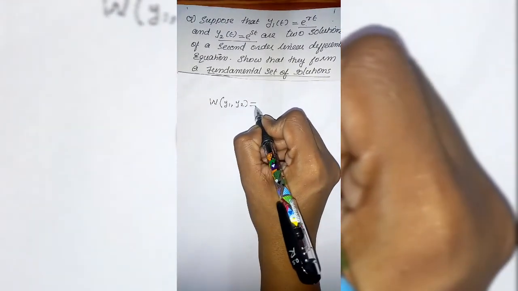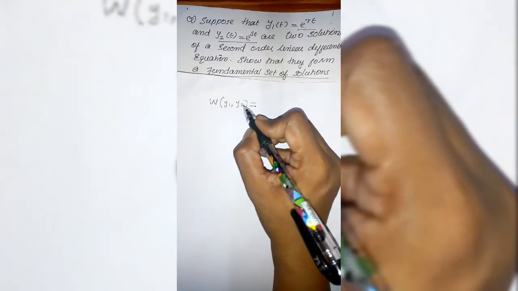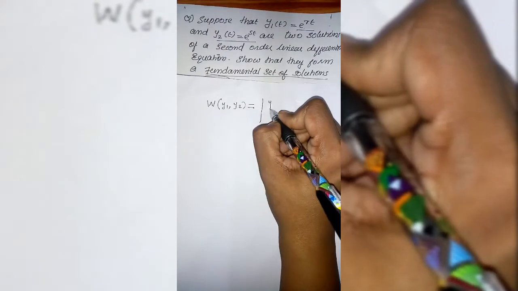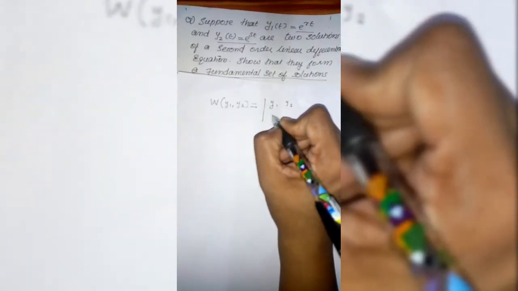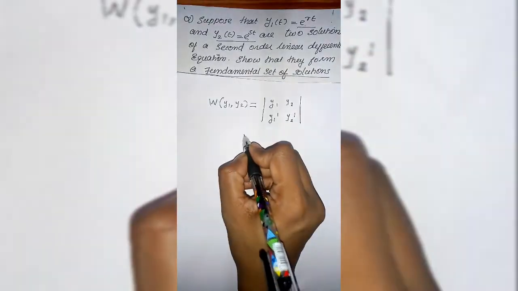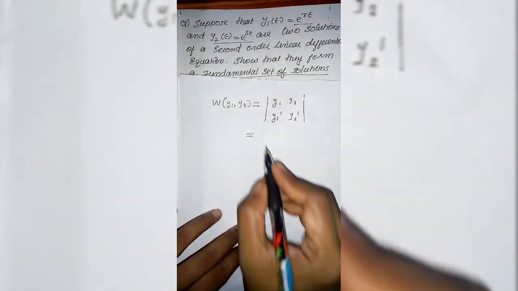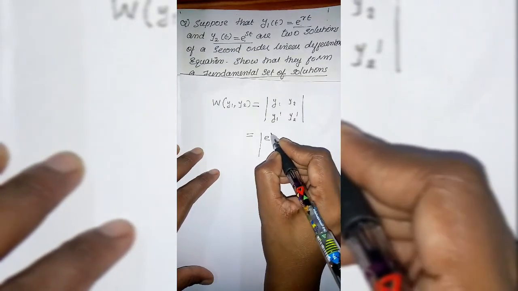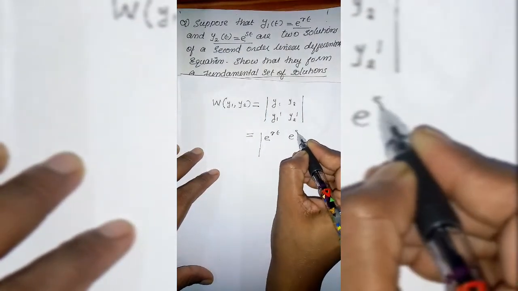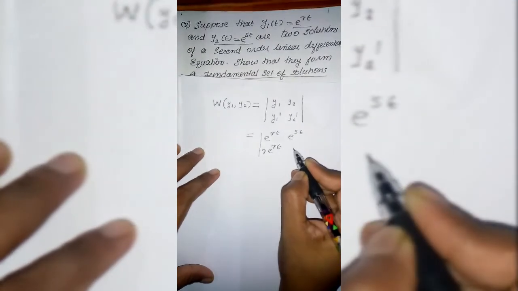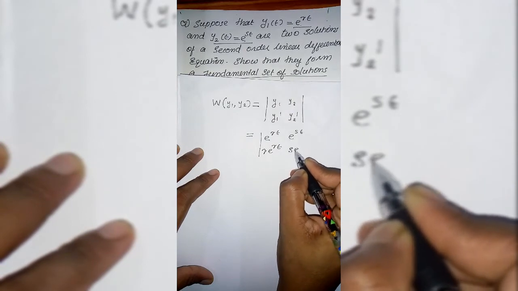So let us find the Wronskian, that is W of y1 comma y2, which is equal to the determinant of y1, y2, y1 dash, y2 dash. Now this is equal to the determinant of y1 is e raised to rt, y2 is e raised to st, y1 dash is r e raised to rt and y2 dash is s e raised to st.